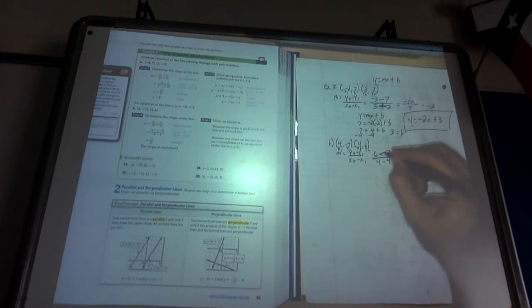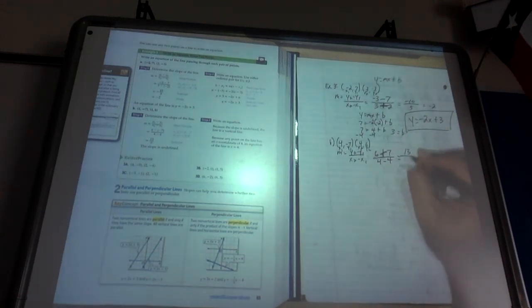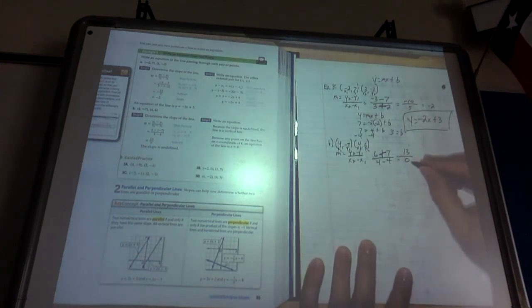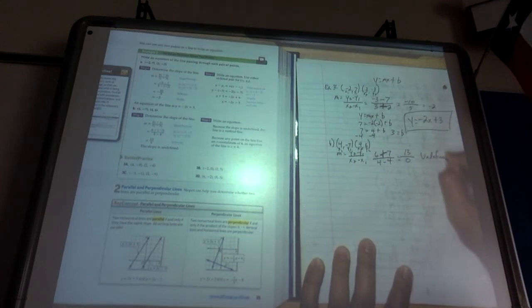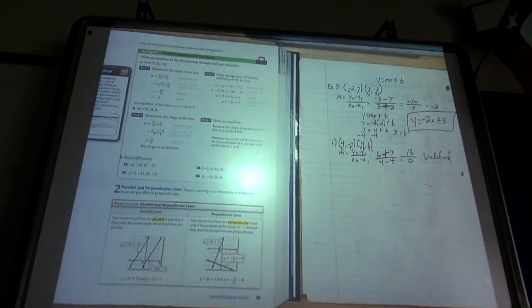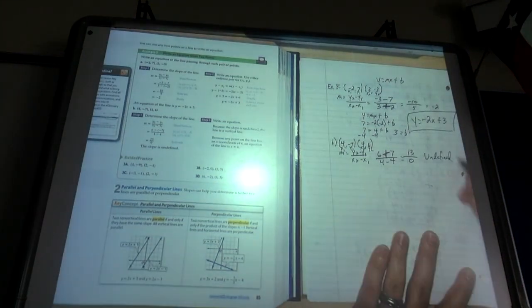All right, do the top. 6 plus 7 is 13. 4 minus 4 is 0. Dividing by 0 is undefined. Dividing by 0 doesn't really work for us in math, so we call that an undefined slope. When that happens, there's still an equation because this line contains these 2 points, and here's the equation.